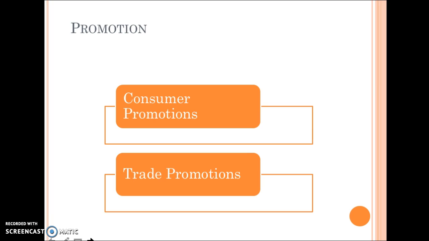And then another tool that you can use would be promotions. There are generally two types of promotions that you may be designing for. You have consumer promotions, which are of course promotions that are geared to final consumers. And then you have trade promotions, which are promotions that are geared for persons or companies in the business sector.